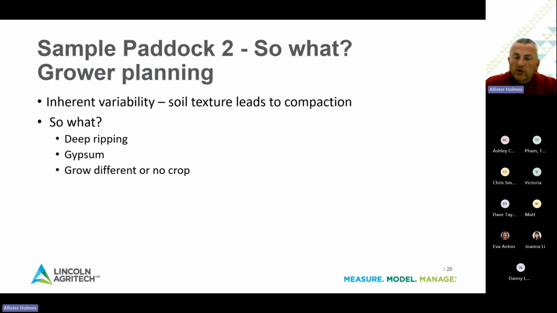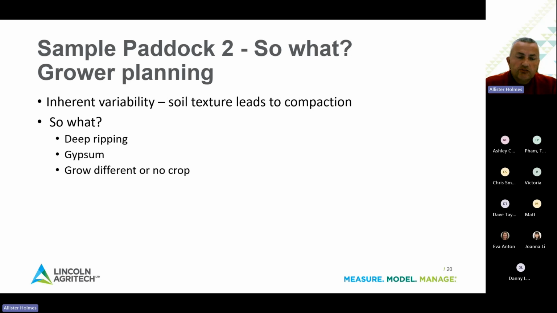So what can they do? Well, they could deep rip. They could apply gypsum, but in this case, the grower decided that they will grow a lower cost crop that is less dependent on a seed bed and seedling emergence in spring.